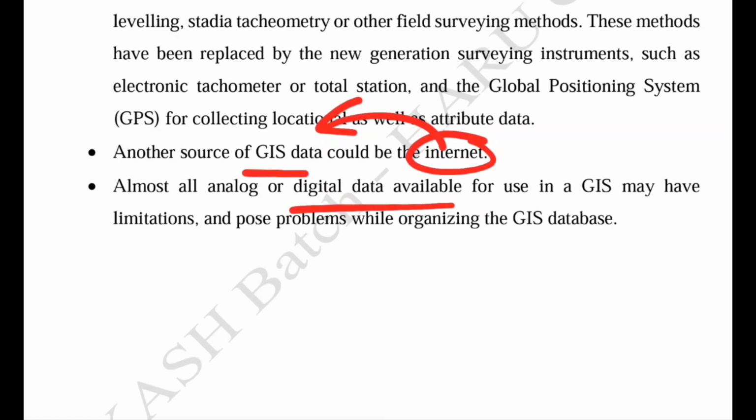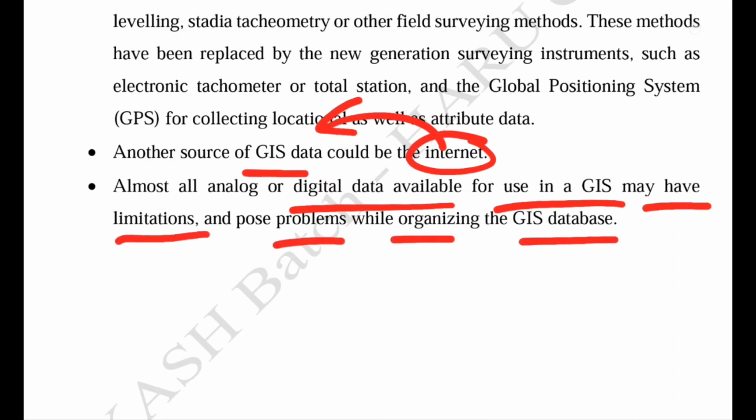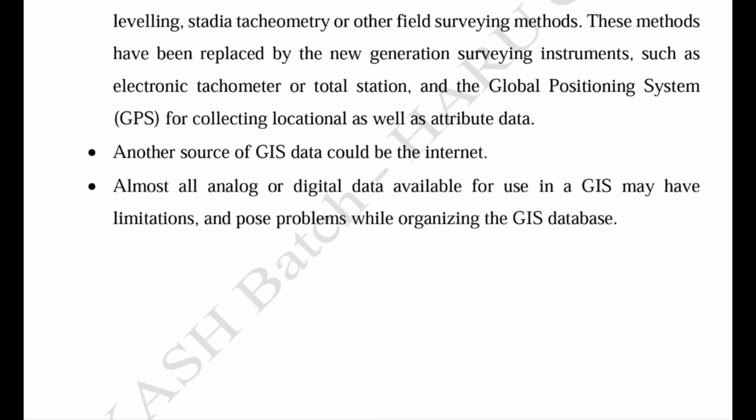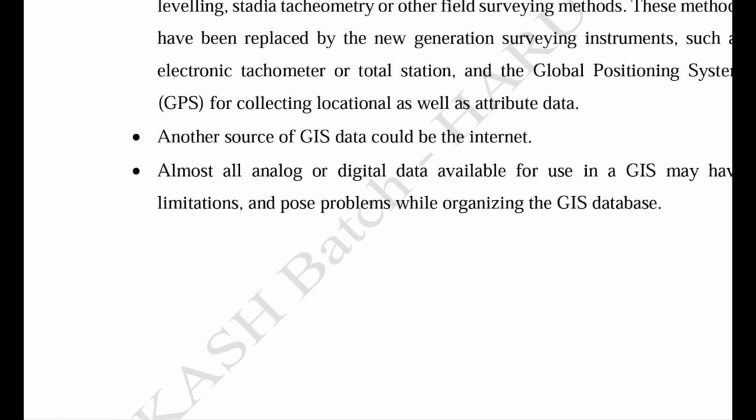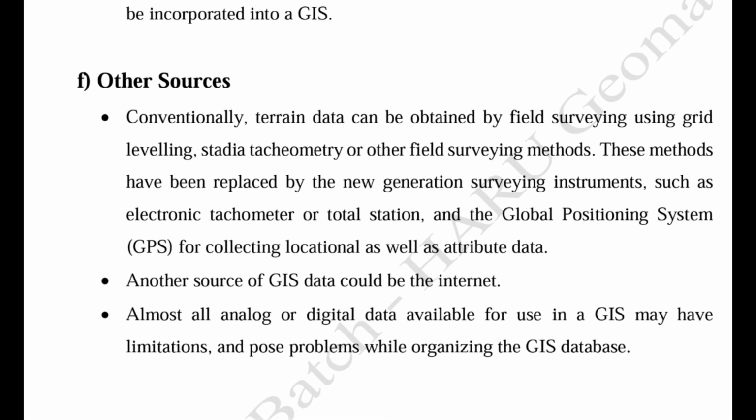Almost all analog or digital data available for use in GIS may have limitations and pose problems while organizing the GIS data. So these collected data have limitations also. It can have problems while organizing in a GIS database, because there can be a large amount of data which is stored in the form of a database. So there will be problems due to limitations, but they can be managed by GIS software. Now these were the data sources for the GIS software.